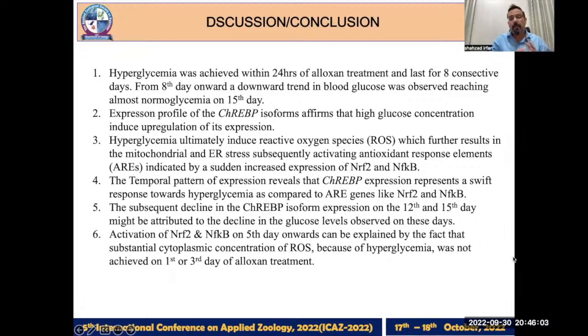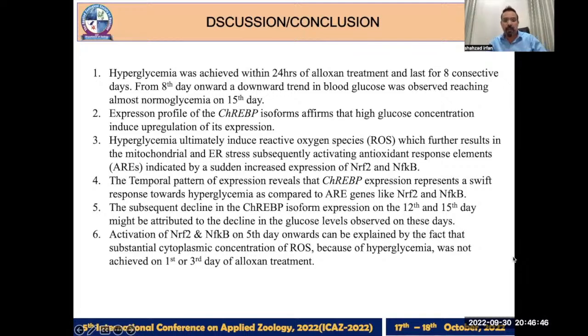The temporal pattern of expression reveals that the CREB expression represents a swift response towards hyperglycemia as compared to antioxidant response genes like NRF2 and NFKB. The subsequent decline in the CREB isoform expression on the 12th and the 15th day might be attributed to the decline in the glucose level observed in these days, but that decrease was only observed for the alpha isoform.